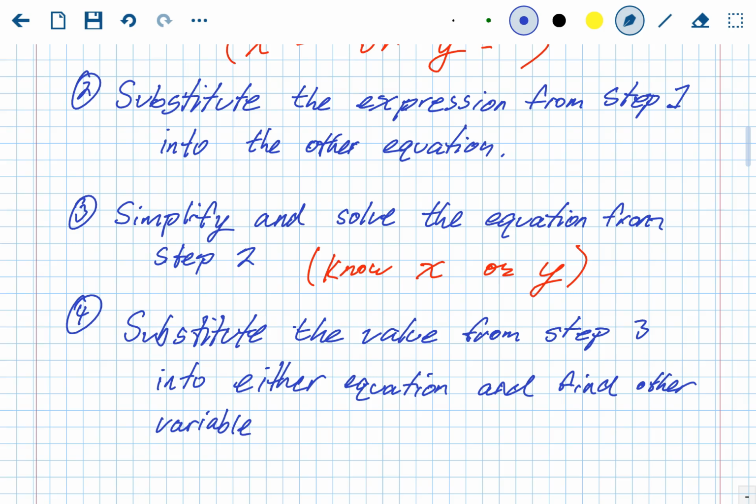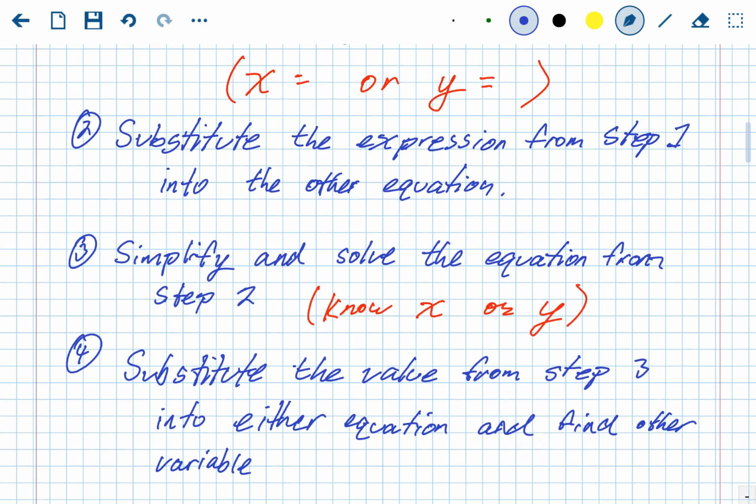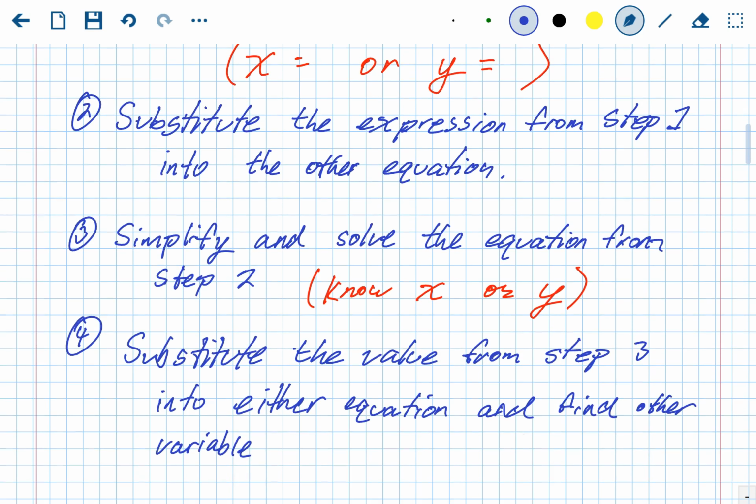So that looks like a lot of work. It's really not that bad. When you start doing examples, you could kind of skip some of these steps. Okay. So let's look at the first example.